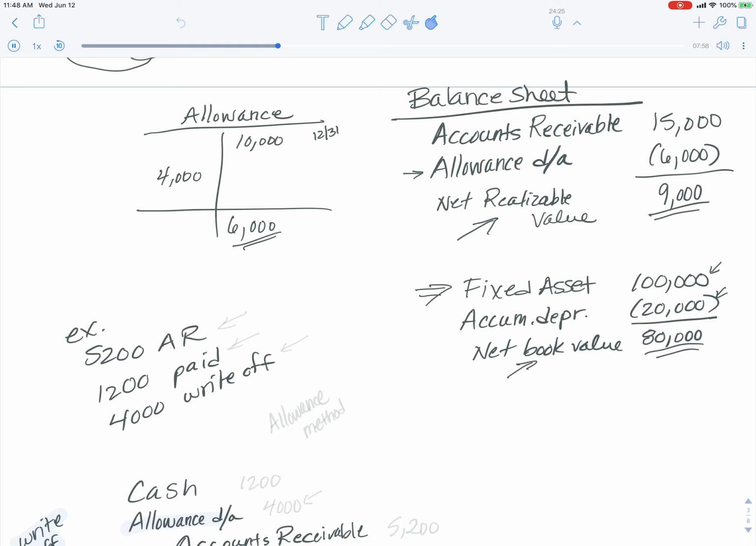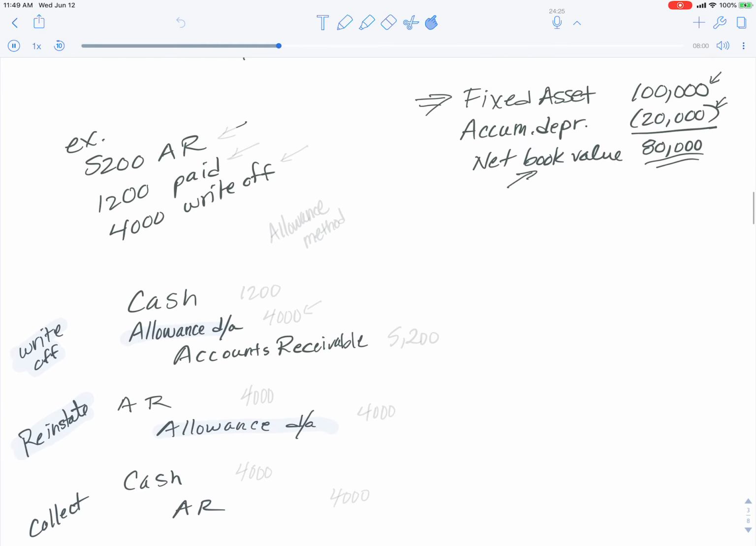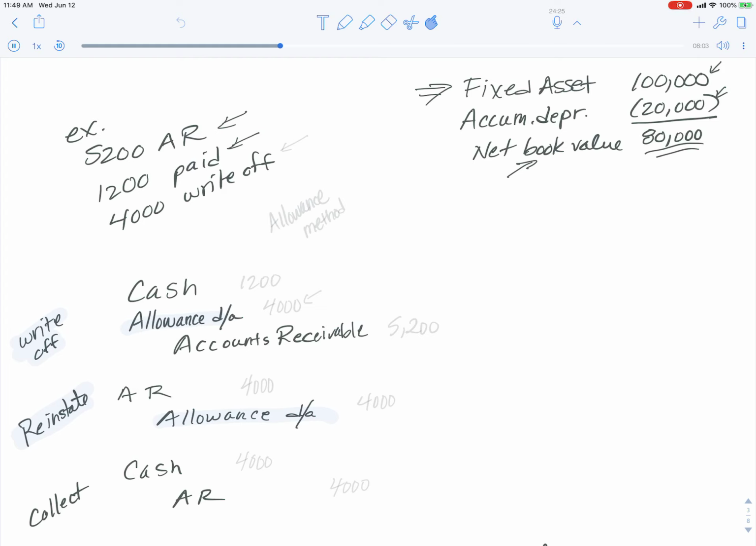Let's work an example. So here we have our example. We have accounts receivable $5,200. They paid us $1,200, and we wrote off the remaining $4,000. So we're going to debit our cash for $1,200 and remove all of the accounts receivable because we're not going to get any of it, even though they only gave us $1,200. And the rest of that debit is coming out of the allowance for doubtful accounts this time, not bad debts. That's because we are now using the allowance method. If we were using the direct write-off method, we would have debited bad debts here.